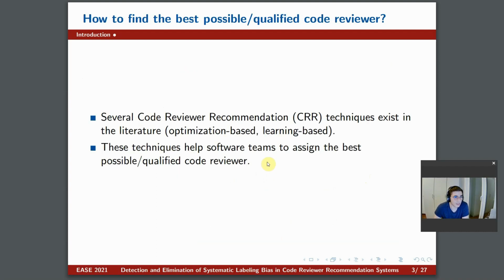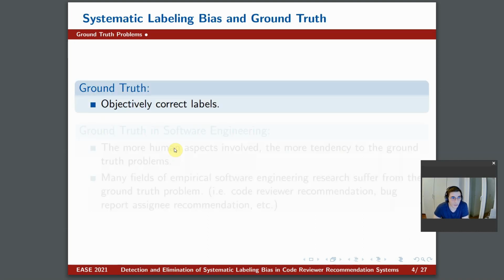In the literature, there are several code review recommendation techniques. We divide them into two categories, optimization-based and learning-based. Optimization-based techniques are more heuristic-based, and learning-based techniques are more machine learning-based. And these techniques are helpful for software teams to assign qualified code reviewers.